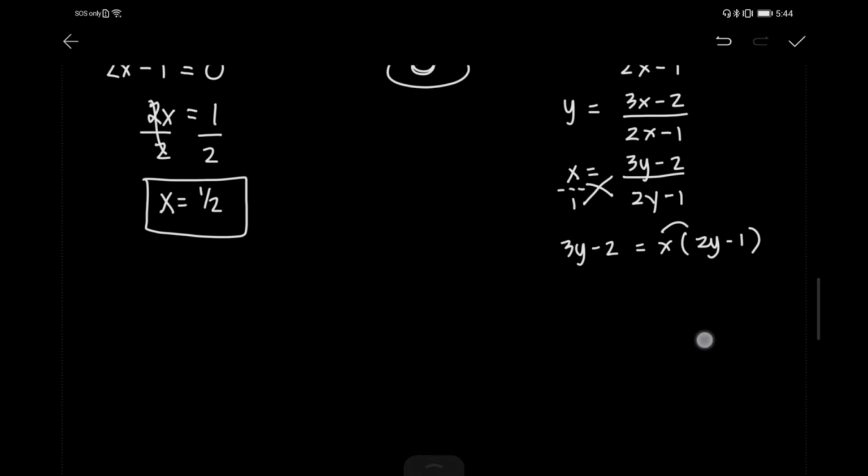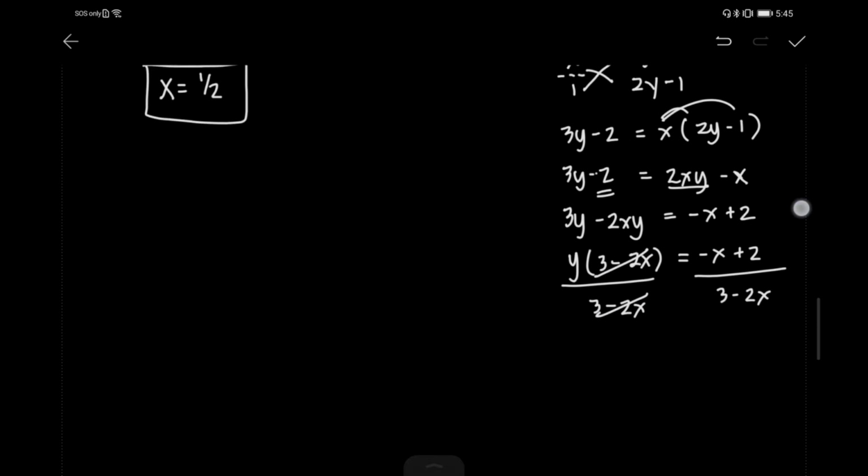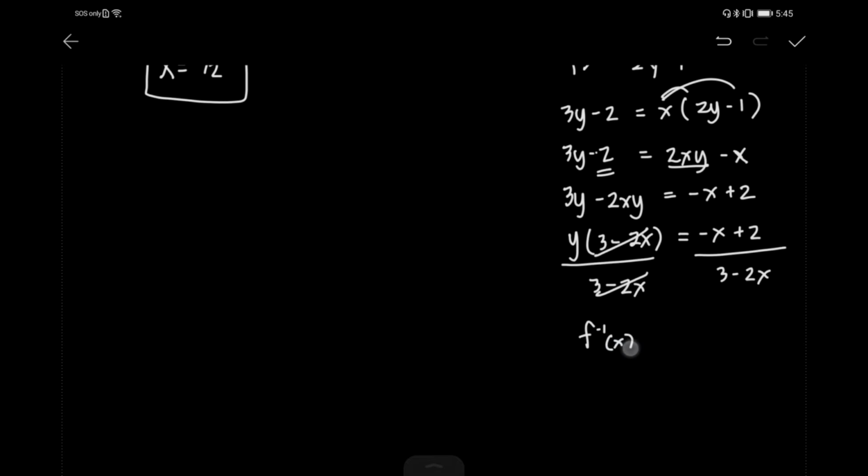Then let us distribute this first. Bring down 3y minus 2. So this is 2xy, then x times negative 1, so this is negative x. Combine like terms. Pagsama-sama natin lahat ng may y value. So this is 3y, then lipat natin sa kabila yung 2xy, magiging negative 2xy. Then bring down negative x. Then lipat sa kabila itong negative 2, magiging positive 2. Then factor natin, GCF is y. 3 minus 2x is equal to negative x plus 2. Divide both sides by 3 minus 2x. Cancel, cancel. So therefore, we have here the inverse function is equal to (negative x plus 2) all over (3 minus 2x).